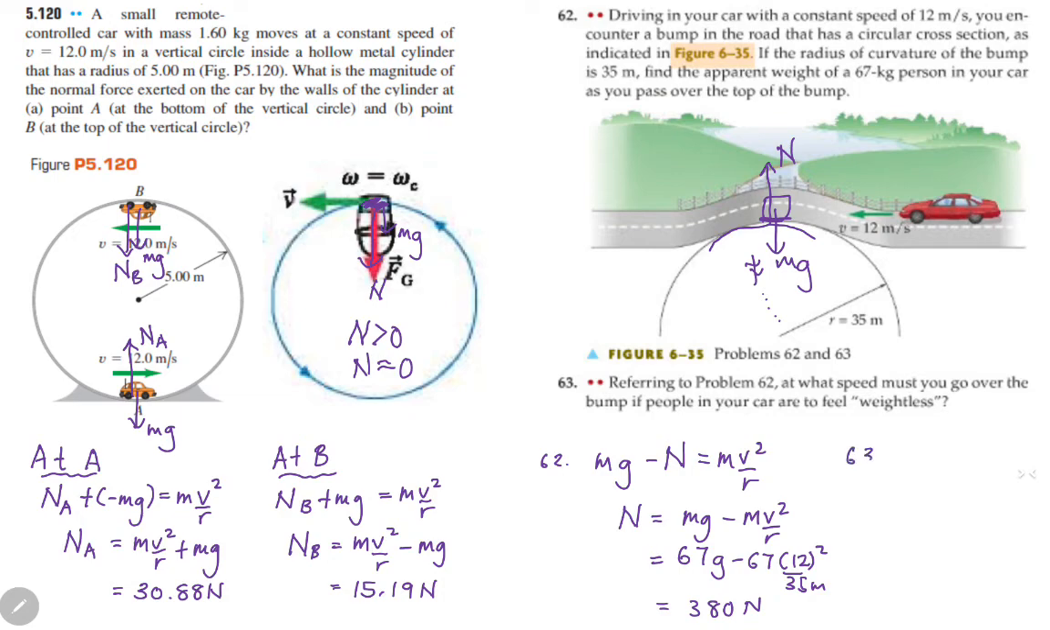In question 63, in order to feel weightless, it means that you are not touching the seat of your car. So N equals 0. When that occurs, as you can see with the equation here on the left, it becomes mg equals mv squared over r. So the condition for this to happen is when the car speed v equals the square root of rg, and the speed here is 19 meters per second, r being again 35, and g is the gravitational constant.